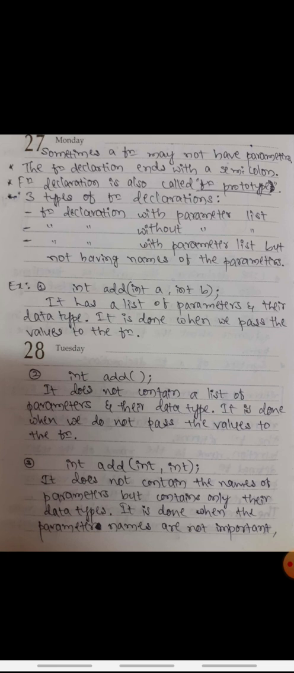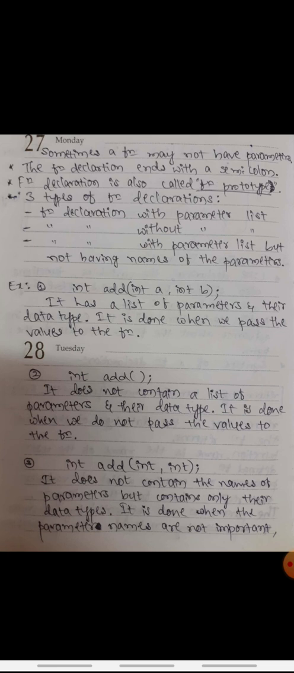The second type is function declaration without parameter list. So int add(), and in the parentheses we have not written any parameters. Simply we put a semicolon at the end of the declaration statement. It does not contain a list of parameters and their data types. It is used when we do not want to pass values to the defined function or called function.